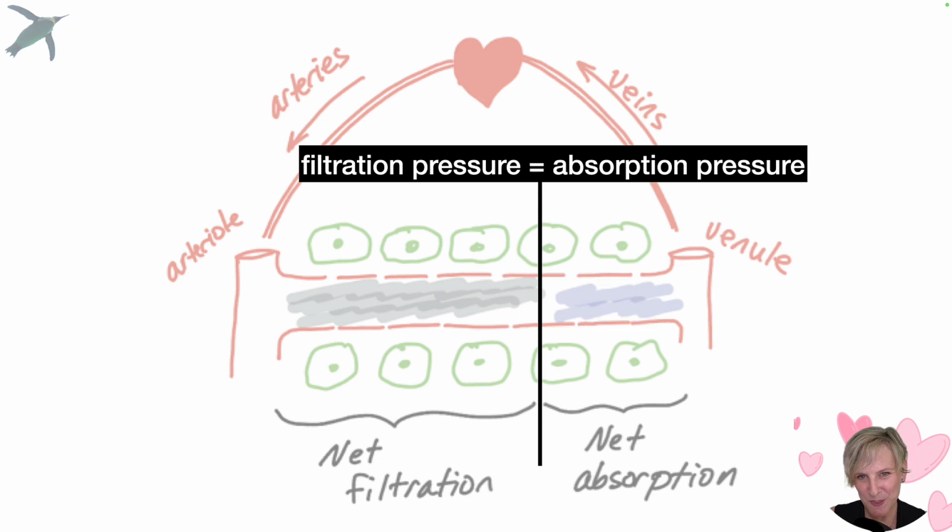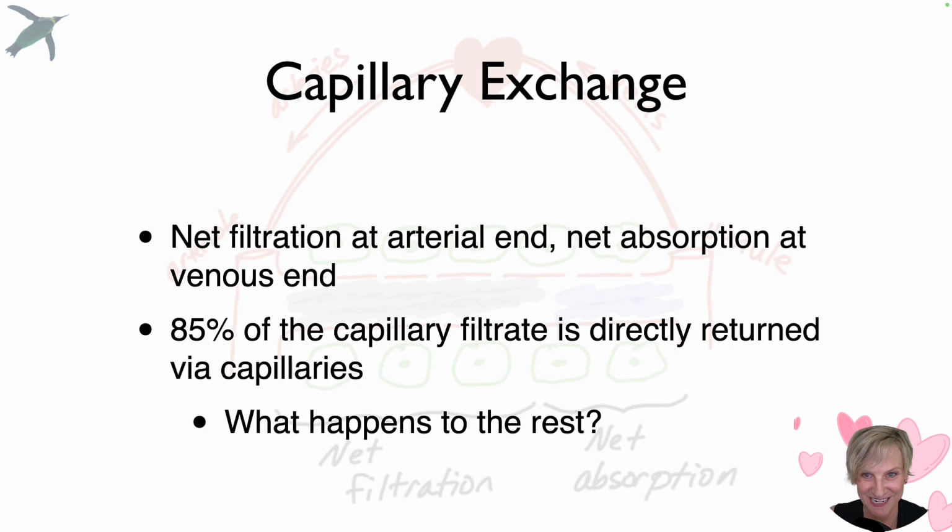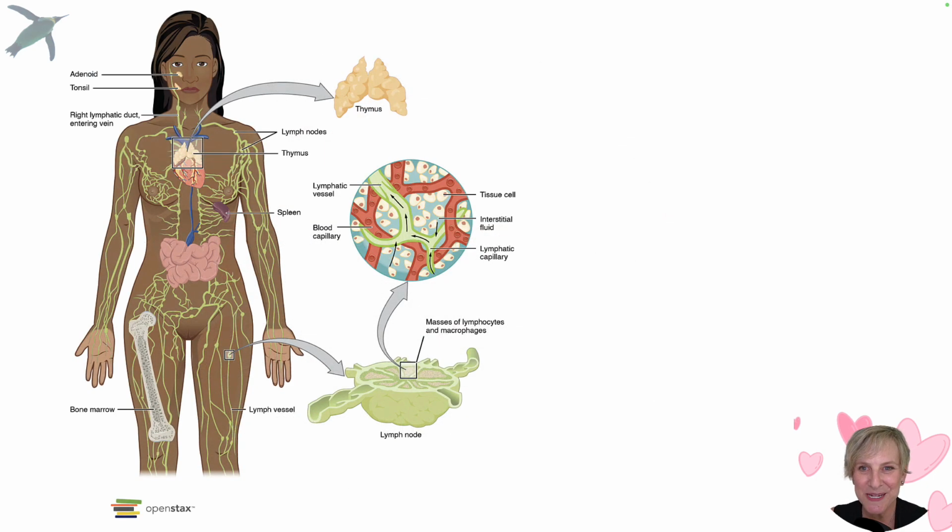And you might think this presents a little bit of a problem. 85% of the capillary filtrate is directly returned on the venule end, right? That's not 100%. So what happens to the rest? Like, where does it go? Where it goes, nobody knows. No, we know where it goes. It's picked up by lymphatic capillaries. And that fluid is going to be examined by cells of the immune system so the body can keep track of any possible foreign invaders.